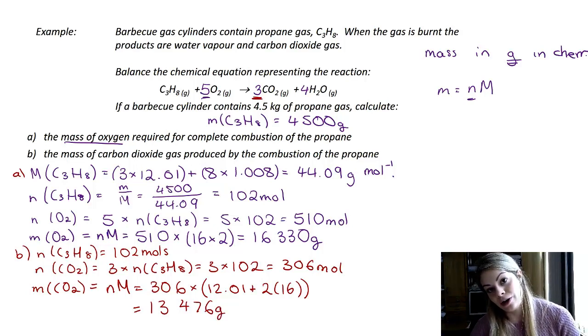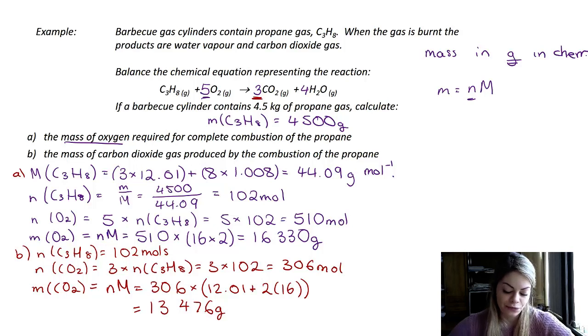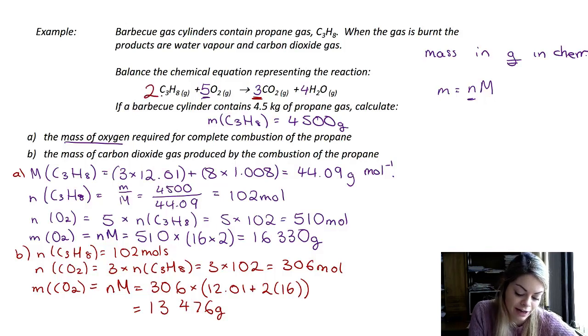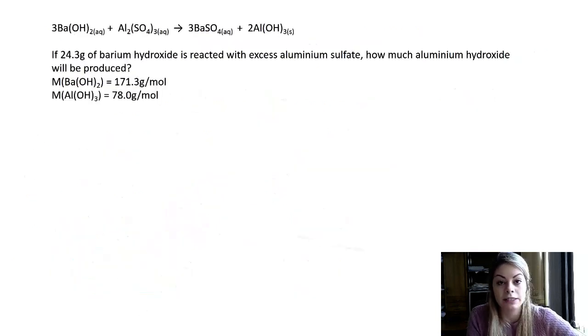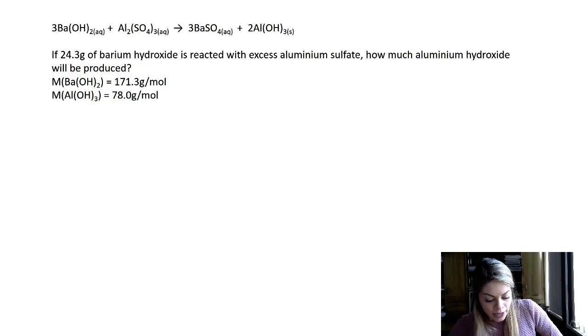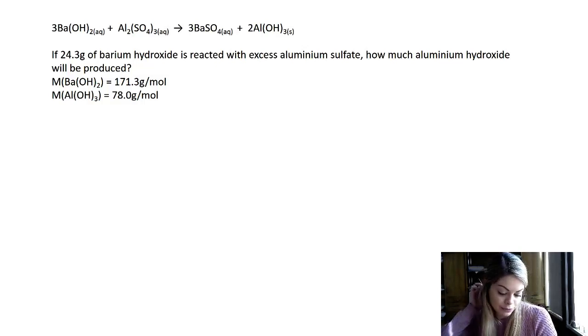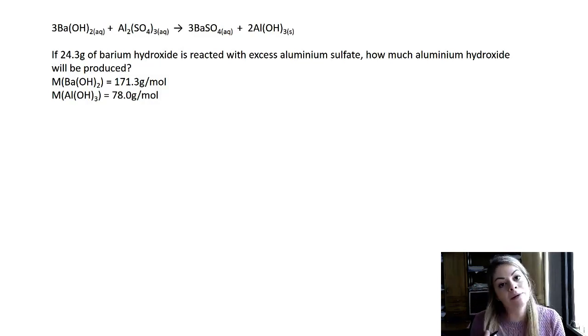I'm actually going to do one more example because I just want to show you how it's a bit different when the one you're starting with has a different coefficient. So for example, if this question had a 2 there or something like that. I have created this question, so you might like to copy this down somewhere. So I've got barium hydroxide and aluminium sulfate reacting to form barium sulfate and aluminium hydroxide.